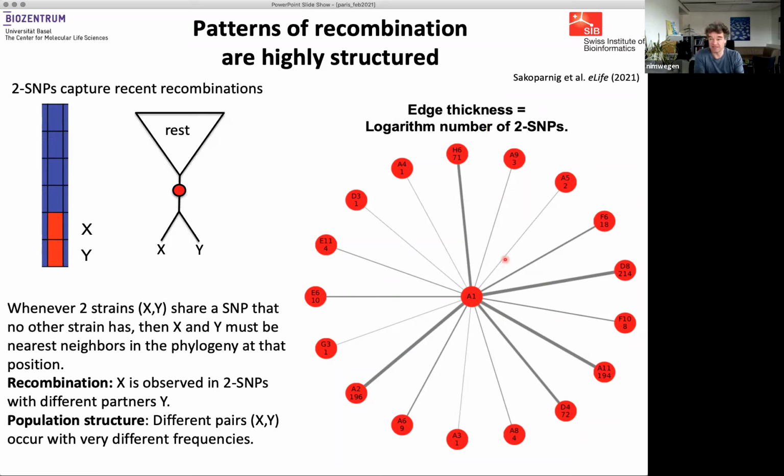So what you see is that if there was really a clonal phylogeny, A1 could only be a nearest neighbor with 1 other strain, and so there would be only 1 link. And this is not what we see. It has pair SNPs with lots of other guys. But if recombination was totally random, it should have equal numbers of pair SNPs with everybody else. That's also not what we see. We see actually a very wide distribution with some pair SNPs occurring many times, whereas others don't.